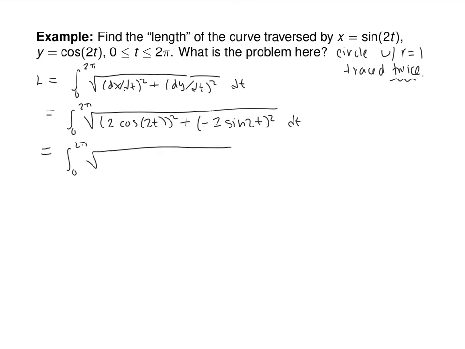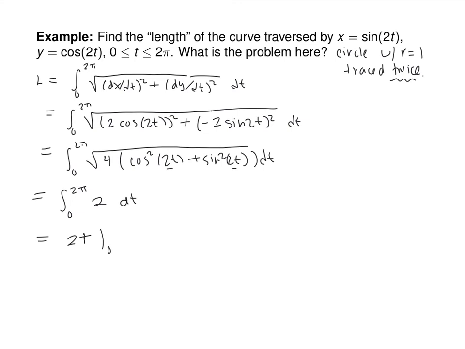So notice how we're going to have a greatest common factor of 4 times the quantity cosine squared 2t plus sine squared 2t dt. And cosine squared 2t plus sine squared of 2t is also 1 because both the sine and cosine have 2t in them. So we have the integral from 0 to 2 pi of 2 dt, or 2t evaluated from 0 to 2 pi, which is 4 pi.